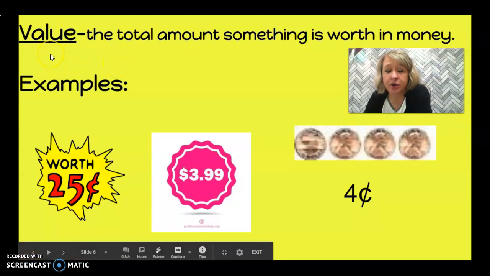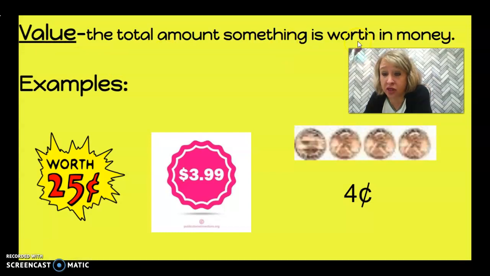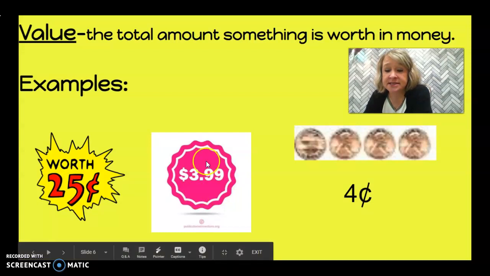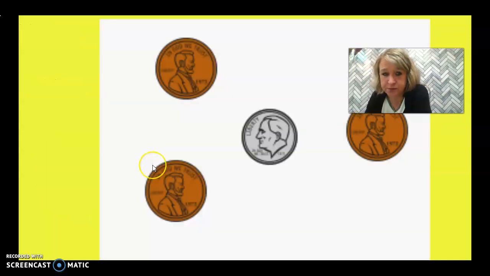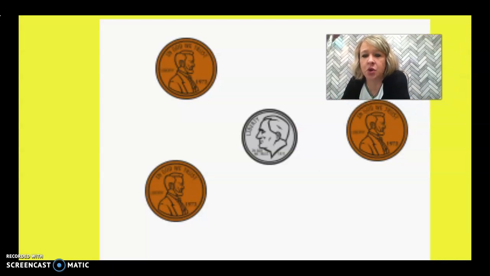Our next word is value. Say value. That is the total amount something is worth in money. Examples. 25 cents. It's worth 25 cents. $3.99. 4 pennies is worth 4 cents. Where have we seen these before? Where have we seen pictures like that before? At the store. We see those at the store all the time. There's prices on things that tells you how much something is worth. That's called its value.